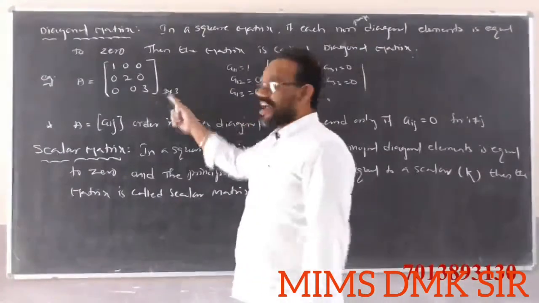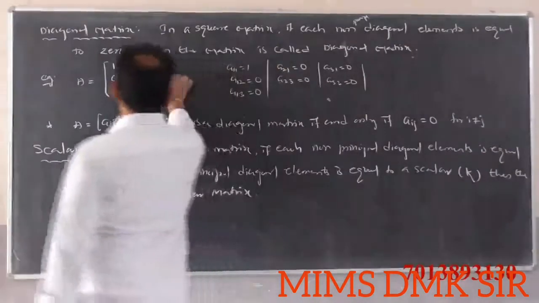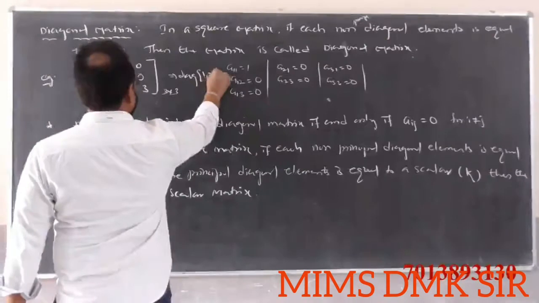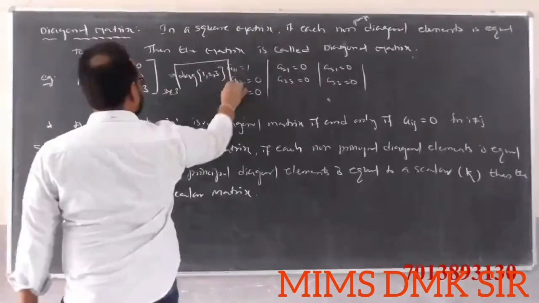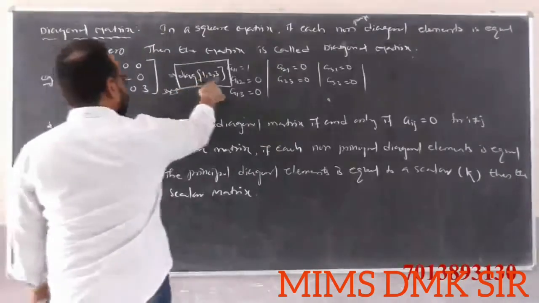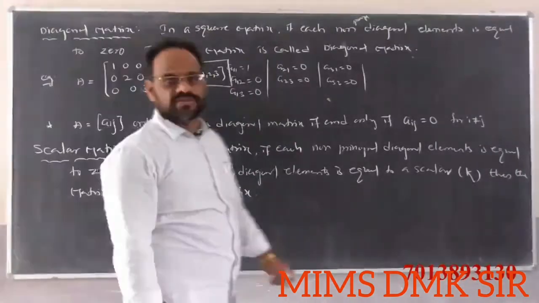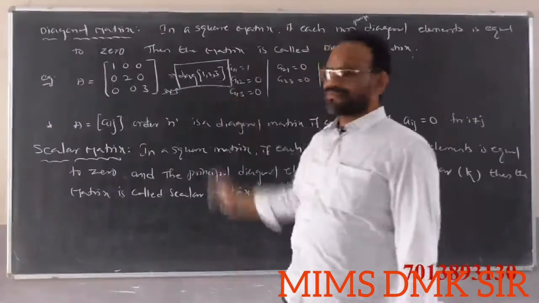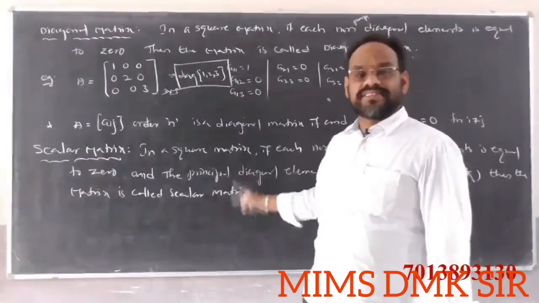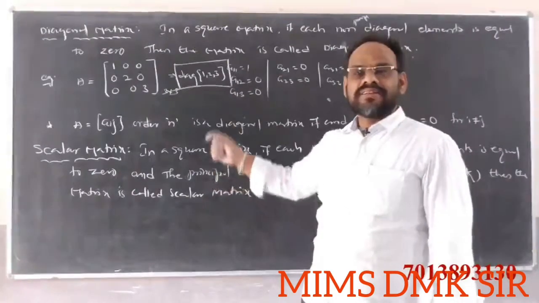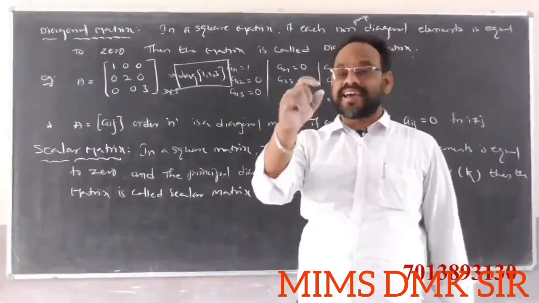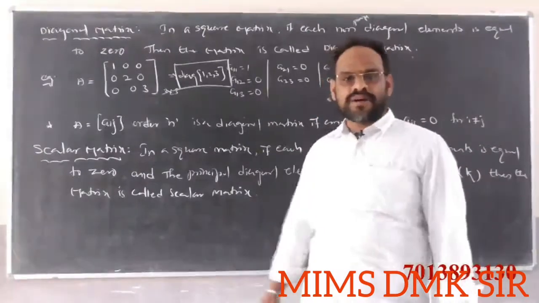Observe here, this diagonal matrix is also denoted by diagonal of 1, 2, 3. Diagonal of 1, 2, 3 means the principal diagonal elements are 1, 2, 3, and all the remaining elements are zeros. So it is denoted like this. Scalar matrix means non-principal diagonal elements are zeros and principal diagonal elements are equal to some constant scalar k.